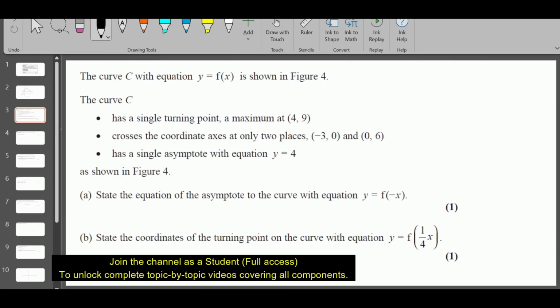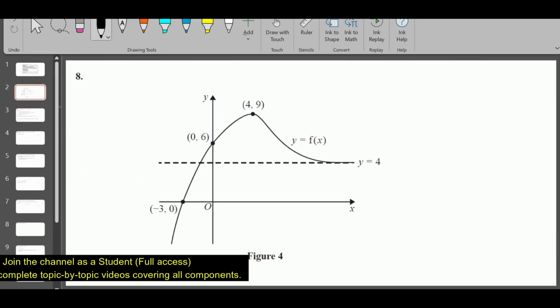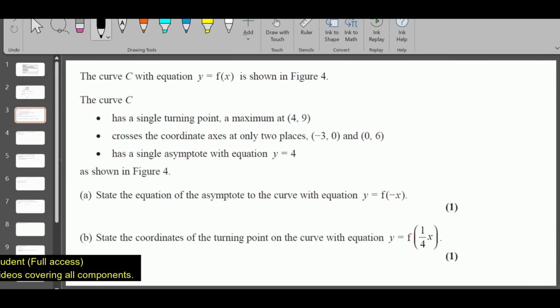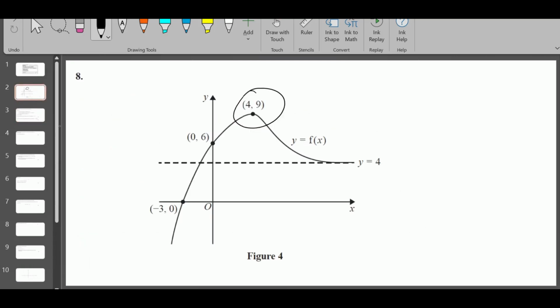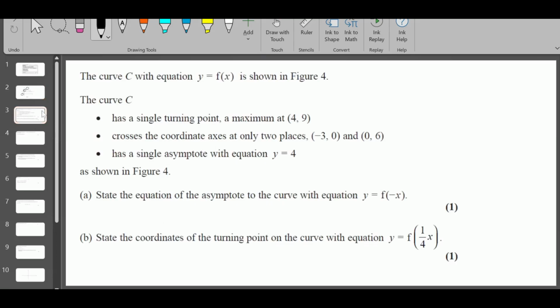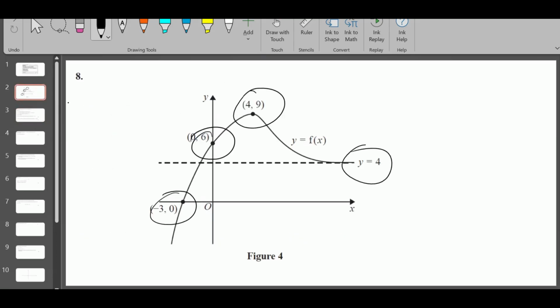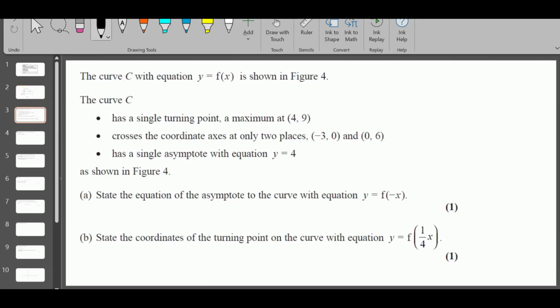It has a single turning point 4, 9. That's the turning point. And then the curve crosses coordinate axis at -3 and 6. -3 is the x-intercept, this is the y-intercept. And then it has an asymptote. There is an asymptote here. Okay. Now state the equation of the asymptote to the curve f of -x.